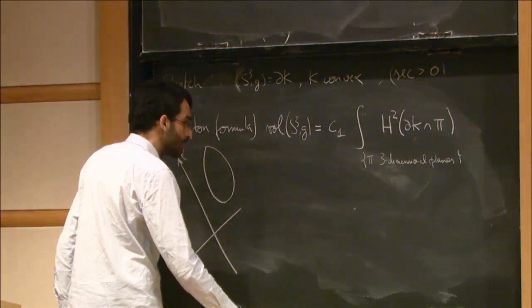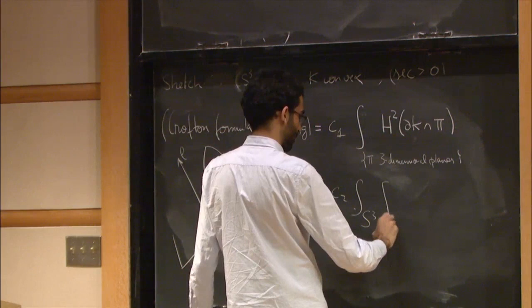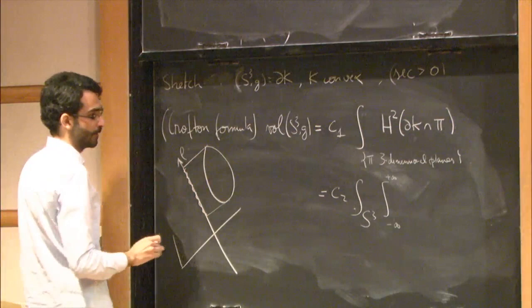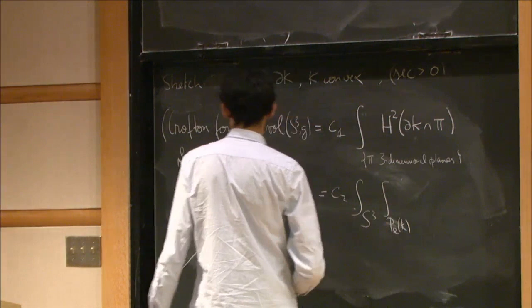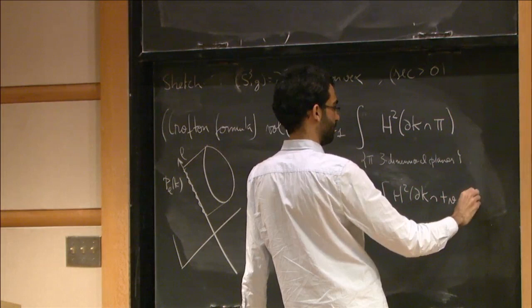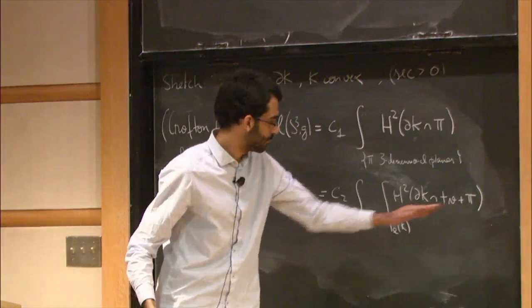Okay, so let me write here. So this is going to be equal to C2, well, the set of directions, S3, and then from minus infinity to plus infinity, which is actually a finite integral because you integrate on this projection here, right? So this projection we will denote PL of K, the one-dimensional set, of H2 of dK intersected with T times V plus P. Okay, V is the direction parallel to L. I'm translating the plane pi, which is the orthogonal complement of L, by T times V.